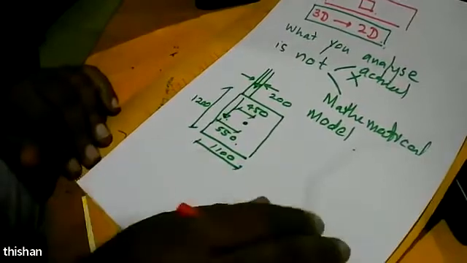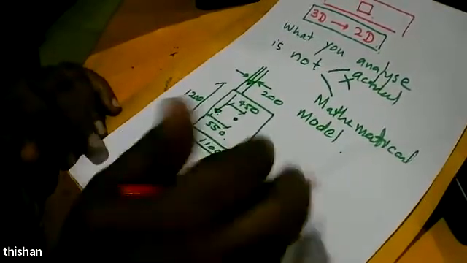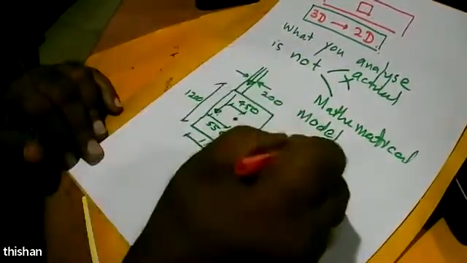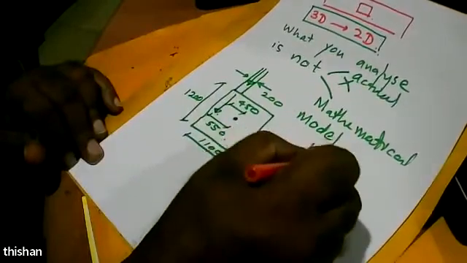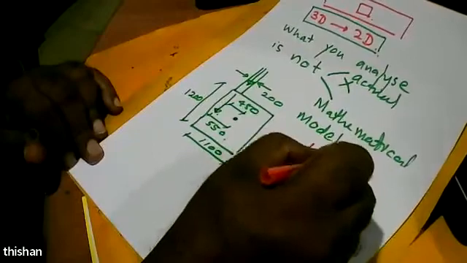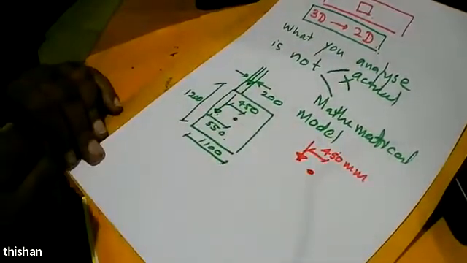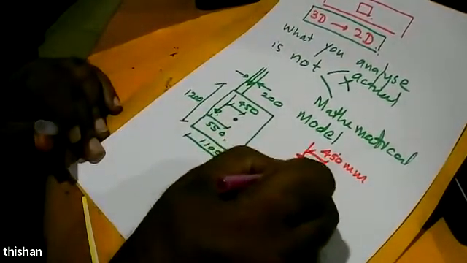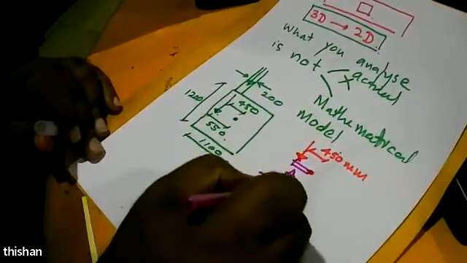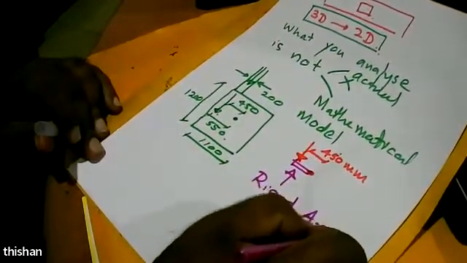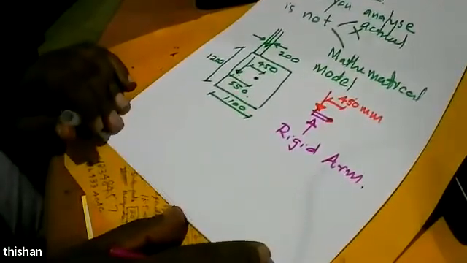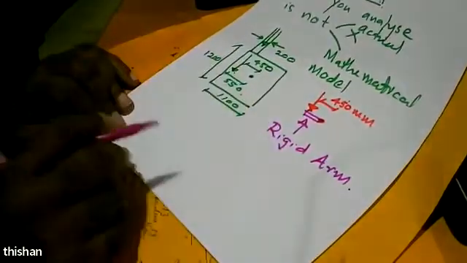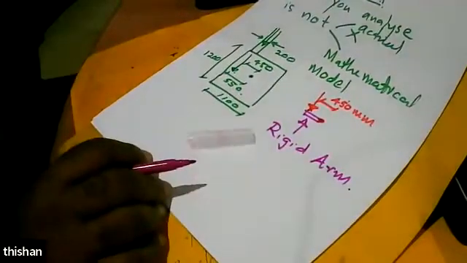Now, if you look at a simple program like SAP 2000, what we do is we model the center of the beam, but we have to ensure that this load is applied at a distance of 450 millimeters. Now, there may be some options in the program, but what I prefer is having a rigid arm. One option is to say the rigid arm is also having the same dimension.